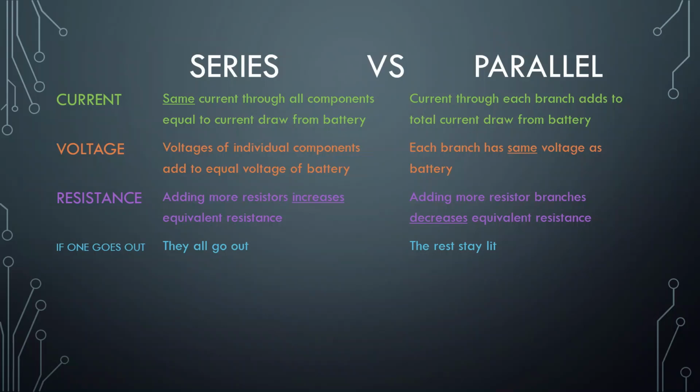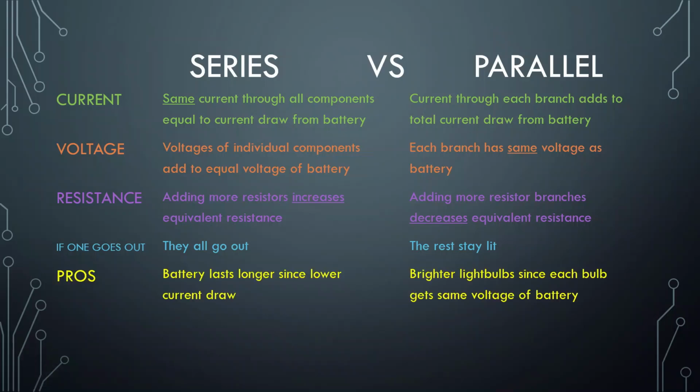Now, modern day lights are getting fancy, and you can pay more money for Christmas lights that are wired so that each individual bulb is basically connected to the power supply. That way, if one goes out, all the others stay lit. But those are usually a lot more expensive than the ones where if you pull one of the light bulbs out of the socket, none of the lights work. In parallel, as long as each bulb is in its own branch connected to the battery, if you take one out, the others are still going to stay lit.